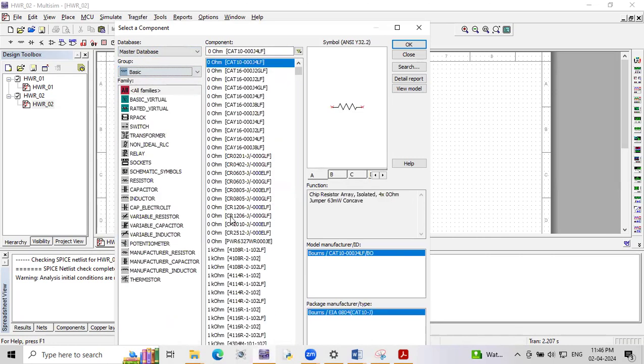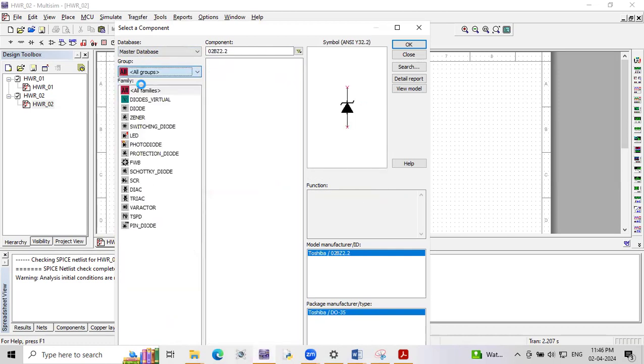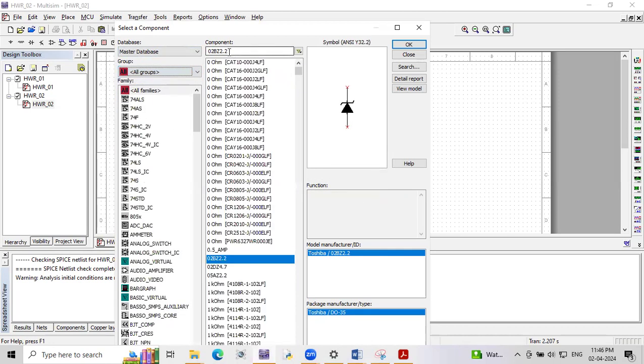If you go to basics, you will only get basics. Diodes, you will only get diodes. But here, with all groups, you can type any component. For example, you need one transformer.